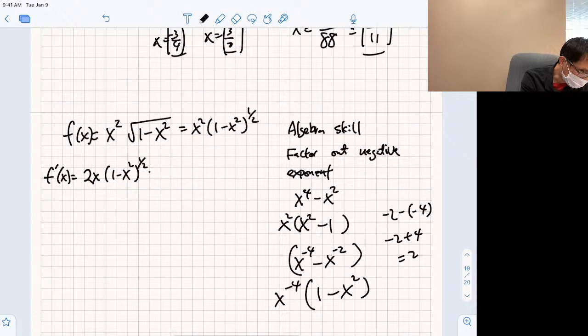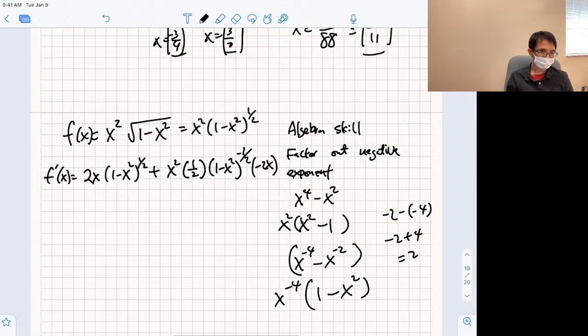And then plus what? Well, plus I have the next one, which is x squared, times the derivative of this part, which is 1/2 times (1 minus x squared) to the negative 1/2 times negative 2x. So that's basically a chain rule there. And what's the nice thing is this 2 and this 2 become pretty convenient, they cancel out.